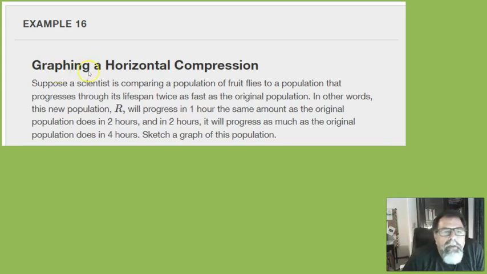Example 16, graphing a horizontal compression. Suppose a scientist is comparing a population of fruit flies to a population that progresses through its lifespan twice as fast as the original population. In other words, this new population R will progress in 1 hour the same amount as the original population does in 2 hours, and in 2 hours it will progress as much as the original population does in 4 hours. Sketch the graph of this population.